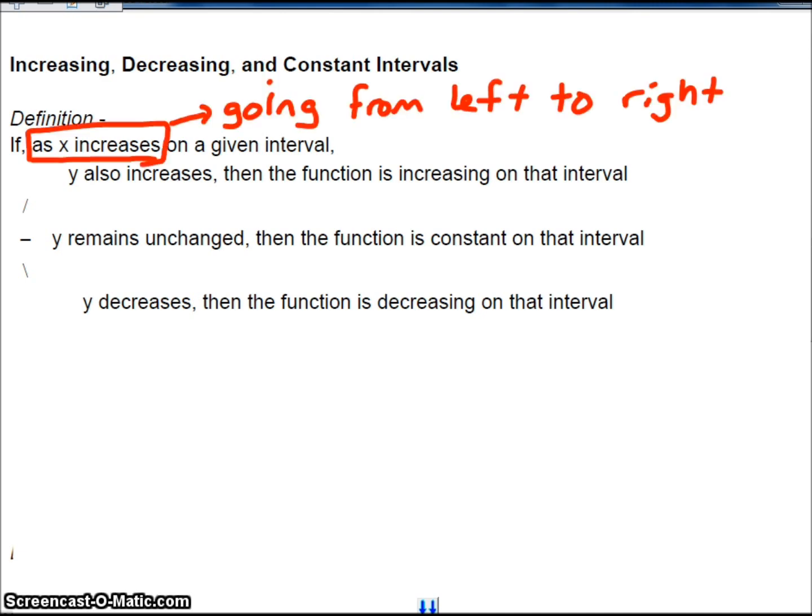As x increases, all that means is that the graph is going from left to right. So from wherever you're at on the graph, if you head towards the right, your x coordinates will be increasing. So as x increases just means you need to be going from left to right as you're looking at your graph. If the y also increases, well, what does the graph do if y is increasing? The graph is going up. So if, as you're going from left to right, the graph is heading up, you have an increasing part of the graph, right? That part of the graph happens to be increasing.